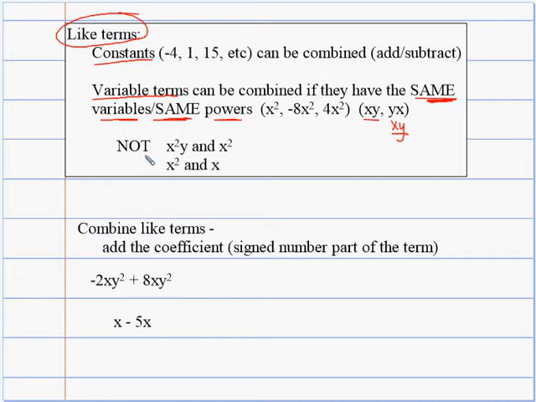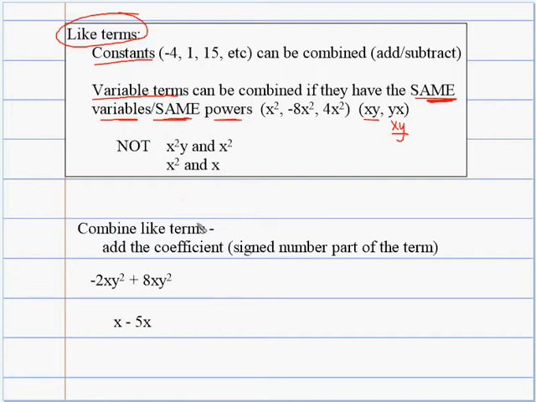So here are some examples of what not to do. These are not like terms. X squared y and x squared. Notice they both have an x squared, but this one does not have a y term. And x squared and x are not like terms. They both have an x, but one is to a power of 2 and one is a power of 1.